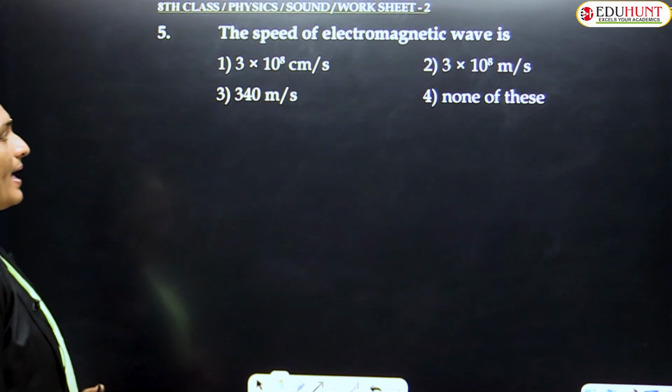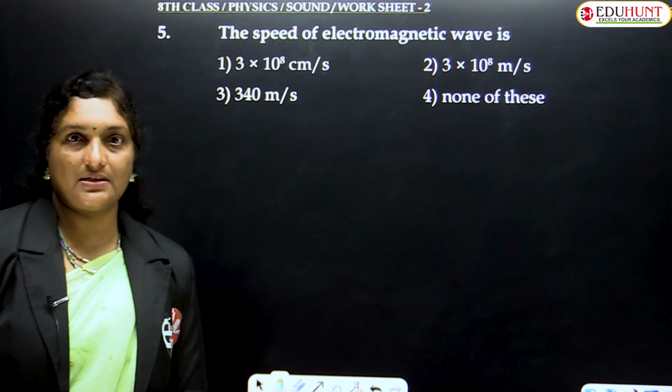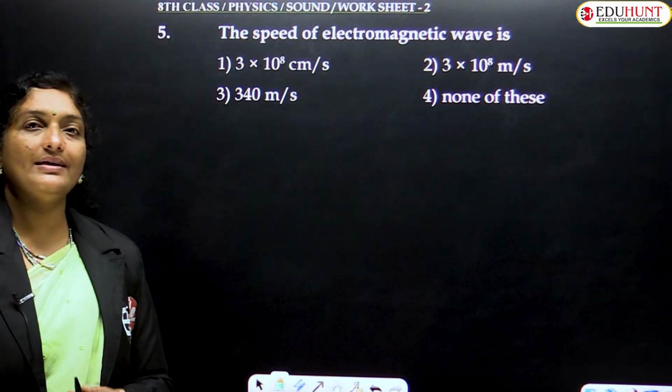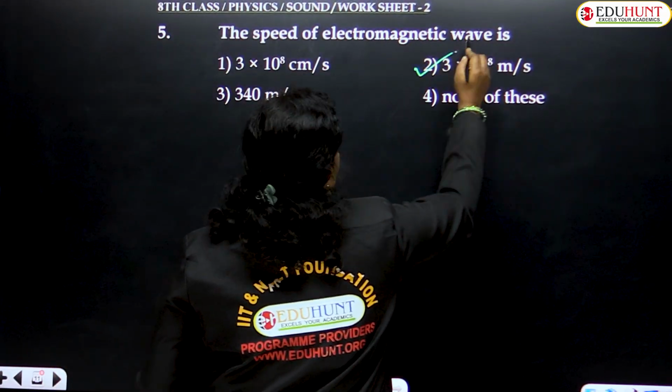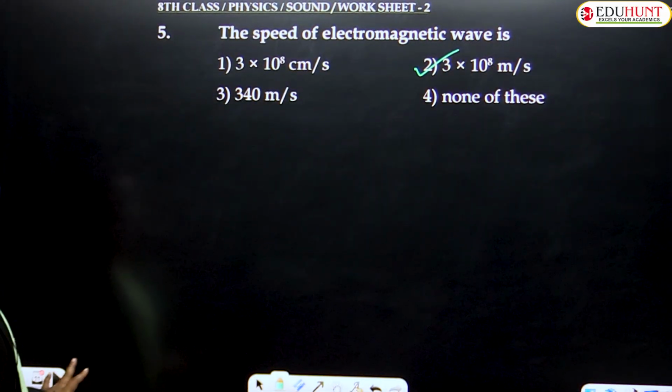The speed of electromagnetic wave. The speed of electromagnetic wave is nothing but the speed of light. So, light wave always travels with a speed of 3 into 10 power 8 meter per second. That is the second option. So, now moving to the next question.